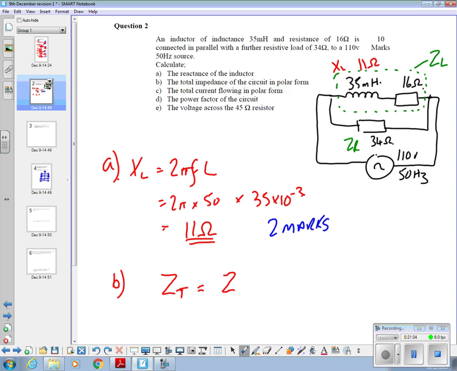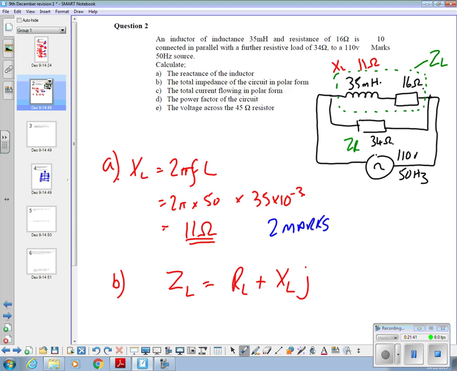That would be the impedance of the inductor. That would be what ZL is. So ZL equals... the trouble is we call that ZR. ZL is RL plus XLj. So that's the first step. That's those two bits added together.